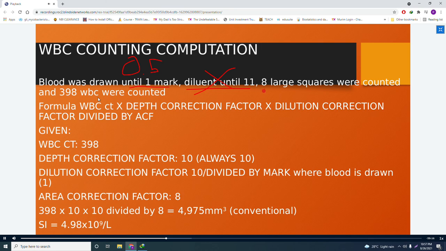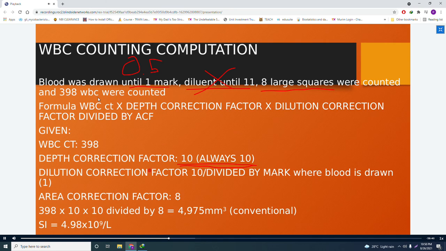Then you take note of your 8 large squares. This is your ACF. So 8 large squares were counted and 398 WBCs were counted. So again, you apply the formula: WBC count times depth correction factor times dilution correction factor divided by your ACF. Take note again, listahan nyo yung given. Yung given WBC count is 398. Depth correction factor is 10. Always 10 yan, class. Hindi yan magbabago.